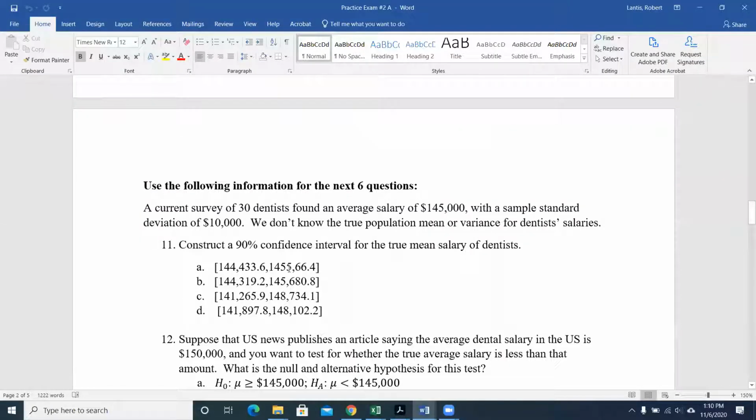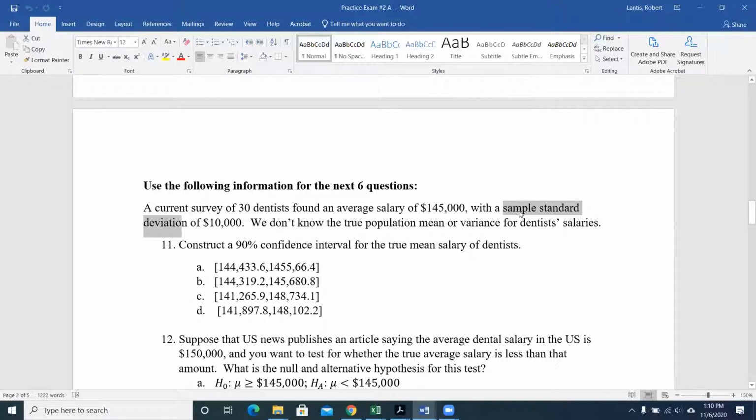So confidence intervals, it's kind of the same thing. When you're looking up either that z or that t value, it's very similar to critical values because you know the area that you essentially want in the tail. So you look that up to find the corresponding z or t value. Here we want the 90% confidence interval, so alpha here is 0.1. We've got 30 dentists, and all we have is a sample standard deviation.